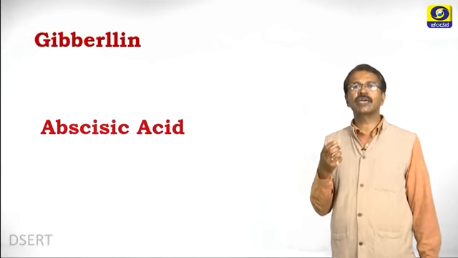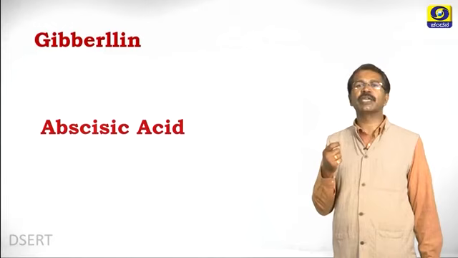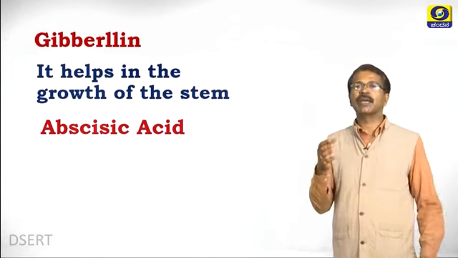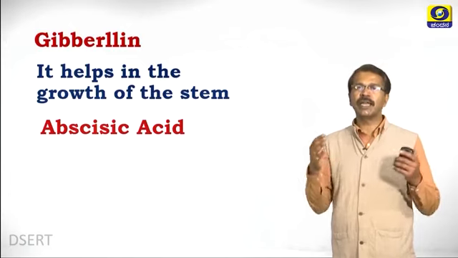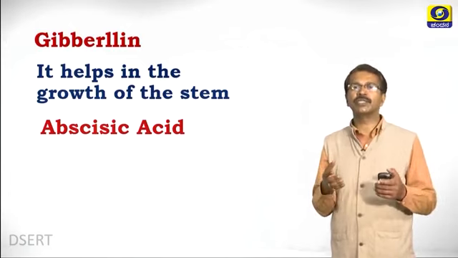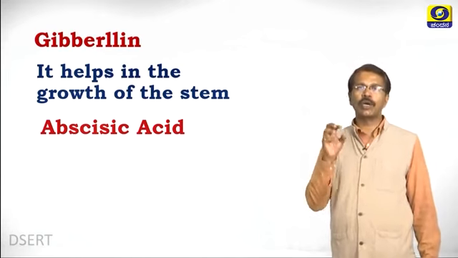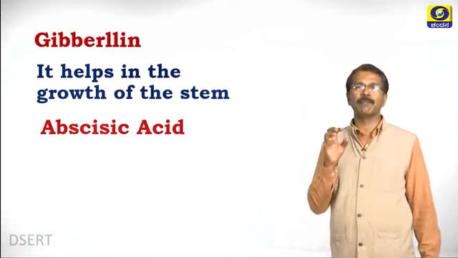Yes, the next plant hormone is gibberellin. Gibberellin also helps in the growth of the stem. The girth of the stem is increasing, the length of the stem is increasing, not only because of the auxin, even gibberellin also contributes to the growth of the stem.